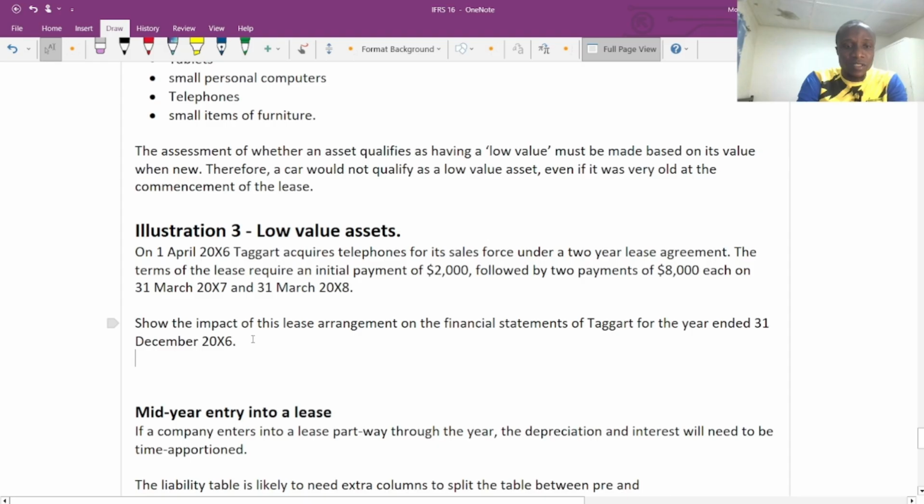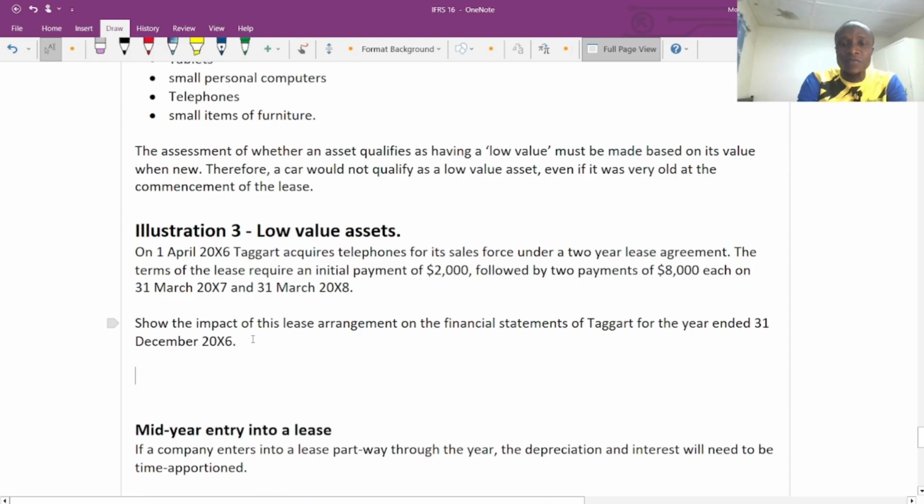Show the impact of this lease arrangement on the financial statements of T for the year ended 31st December 2006. On 1st April 2006, T acquired telephones for its sales force under a 2-year lease agreement. The terms of the lease require an initial payment of 2,000, followed by two payments of 8,000 each, on 31st March 2007 and 31st March 2008. So from April 2006 to March is 1 year, and another 1 year makes 2 years.